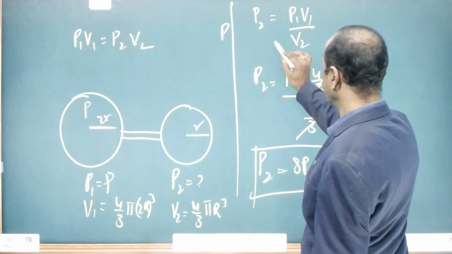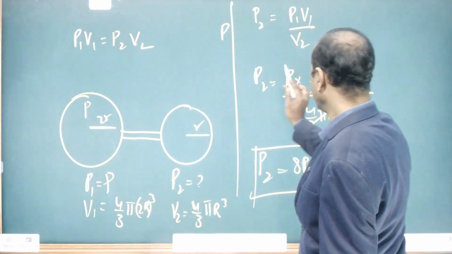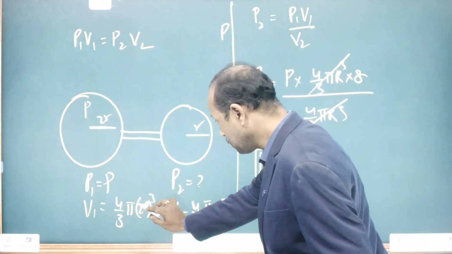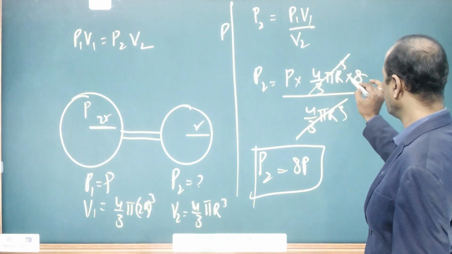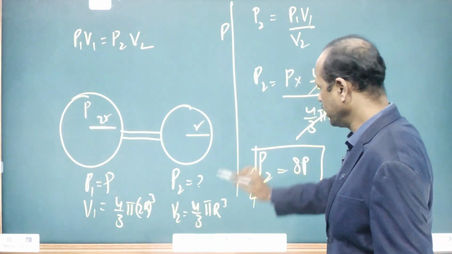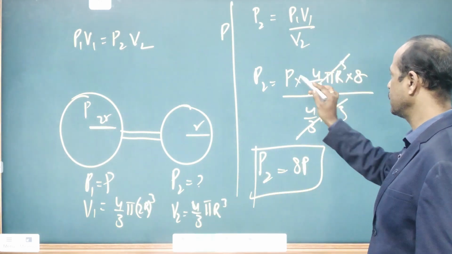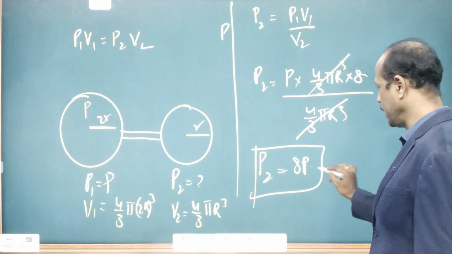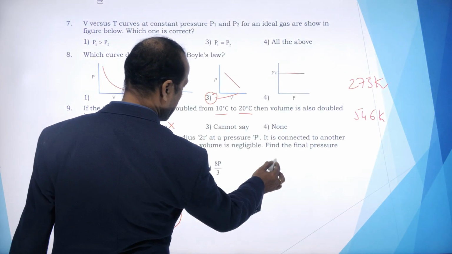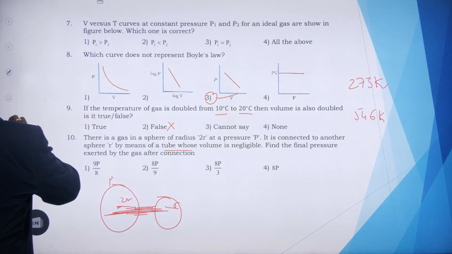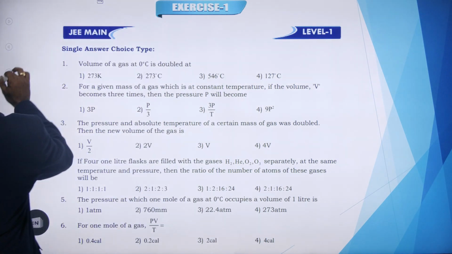Now on substituting, P2 is equal to P1 V1 by V2. P1 is P. V1 is 4 by 3 pi 2r whole cube, which becomes 8r cube, so 4 by 3 pi r cube into 8, I am writing. And divided by V2, which is 4 by 3 pi r cube. 4 by 3 pi r cube cancels, leaving P into 8, which is 8P. Whether 8P is there in our answer options or not, let's check. Yes, it is there, 8P. The answer is here, right? So the answer is 8P, correct?